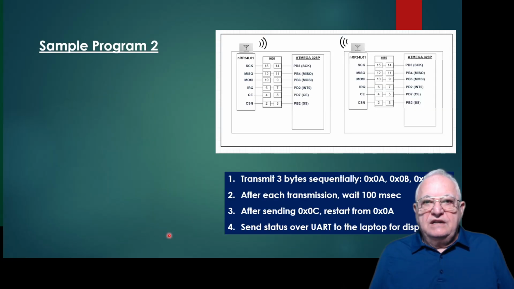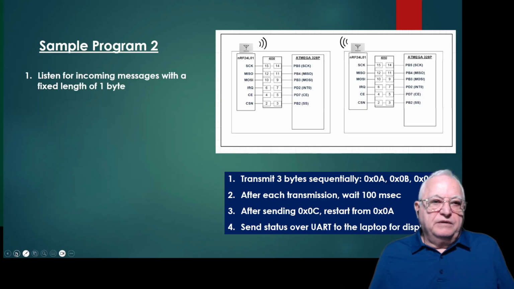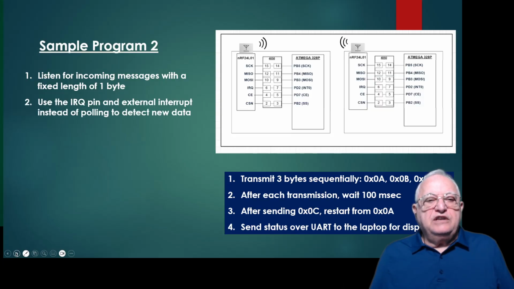Okay, so again, the transmitter, like I noted before, is going to be transmitting three bytes A, B, C, and it's going to be every 100 milliseconds. So in this sample program 2, we're going to do the following. Listen for incoming message with a fixed length of 1 byte. Use the IRQ pin and external interrupt instead of polling. So we're going to actually use the IRQ, which is the PD2 interrupt 0.